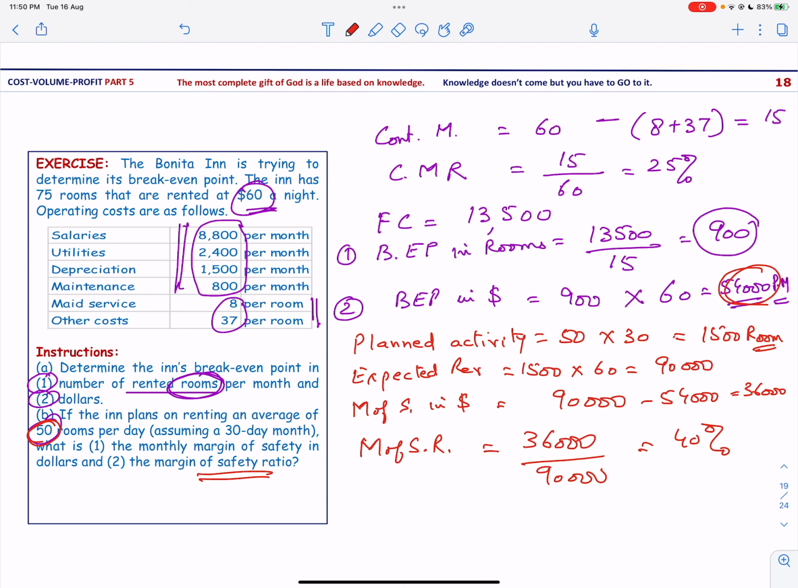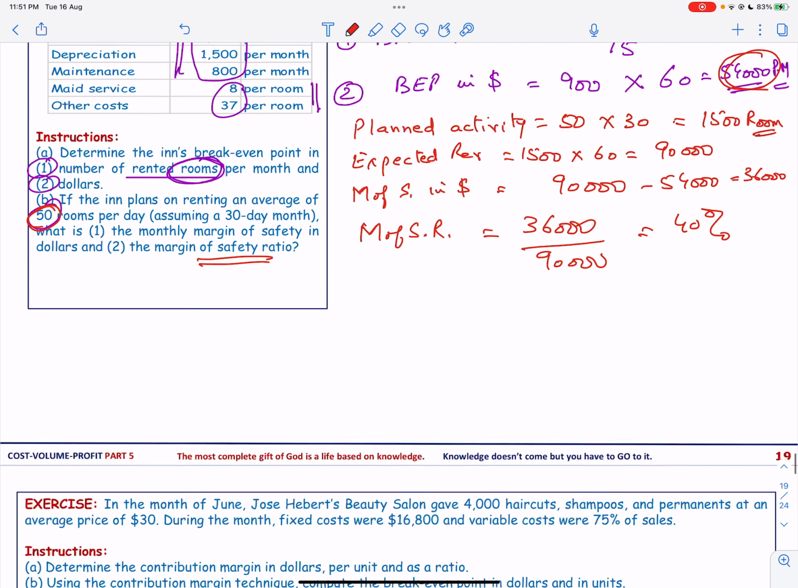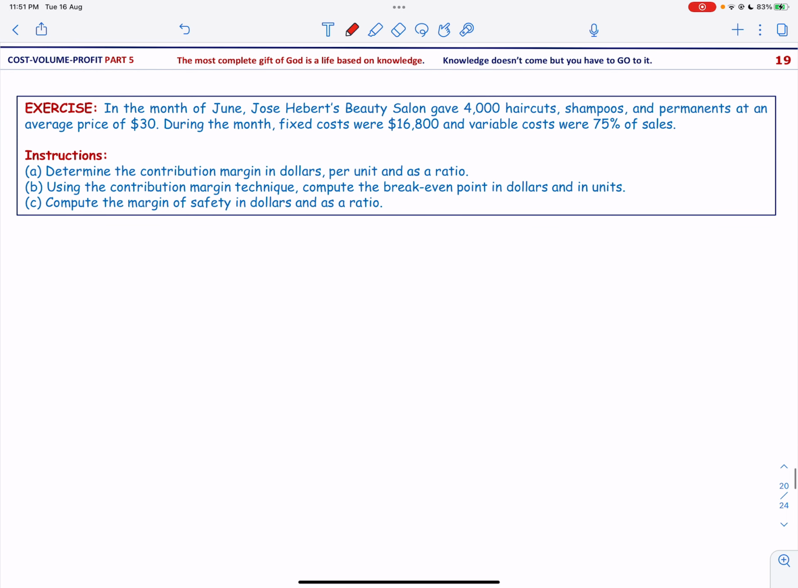Next, let us compute contribution margin, break even point, and margin of safety. Now, in the month of June, Joe's Hair and Beauty Salon gave 4,000 haircuts, shampoos, and permanents at an average price of 30. So the selling price is 30 per unit. They have a fixed cost of 16,800 and variable cost of 75. Variable cost is 75% of sales. So we have to calculate the contribution margin in dollars per unit and as a ratio.